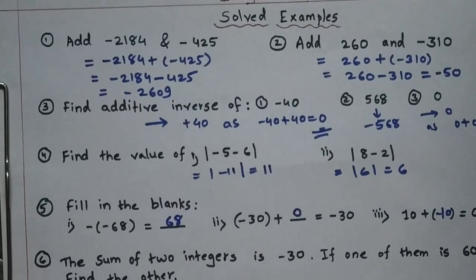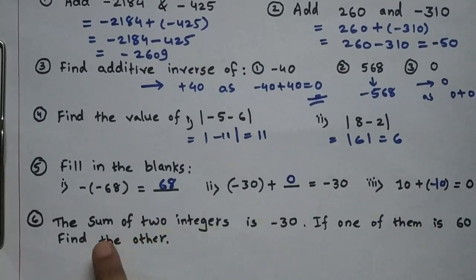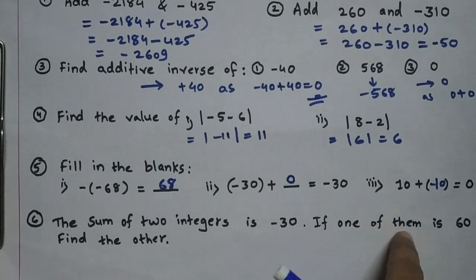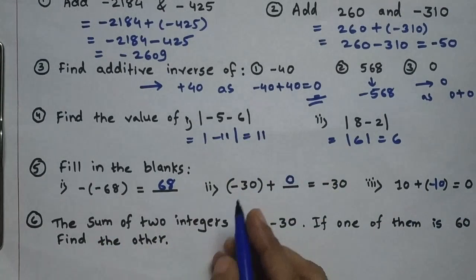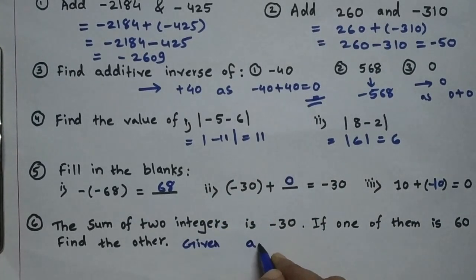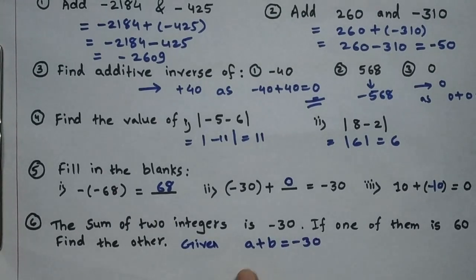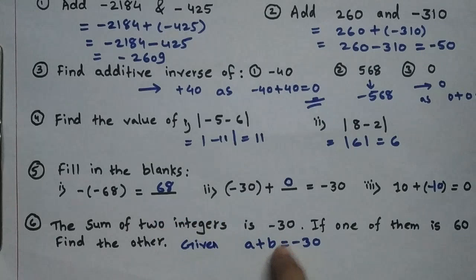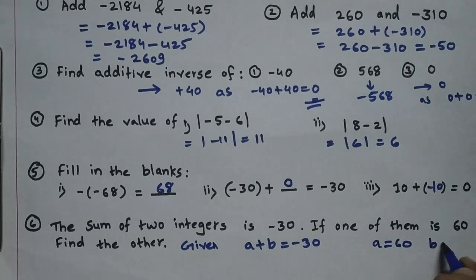Now moving to the next question. The sum of two integers is minus 30. If one of them is 60, find the other. The question is very clear. Given that the sum of the two integers, that is a plus b, is minus 30. I have considered the two integers a and b. One of them is 60. Let us suppose a is 60 and we are supposed to find b.